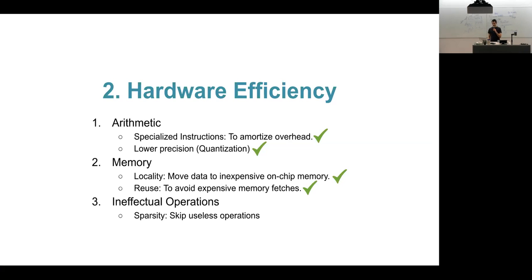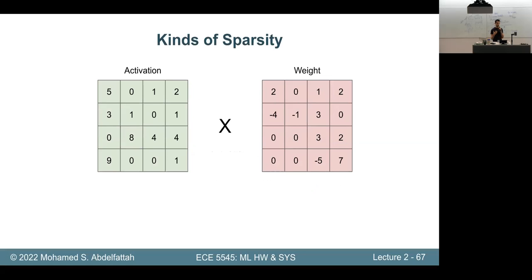Okay, so now we touched upon two ways of gaining hardware efficiency. And I realized we just have 10 minutes to go to the third method, which is ineffectual operations. We talked about arithmetic: amortize overhead, use lower precision where possible. Talked about memory: locality and reuse are the main things. And never forget that memory is the highest cost in terms of energy when doing a computation. And finally, ineffectual operations. So how do we skip useless operations that don't contribute to my result?